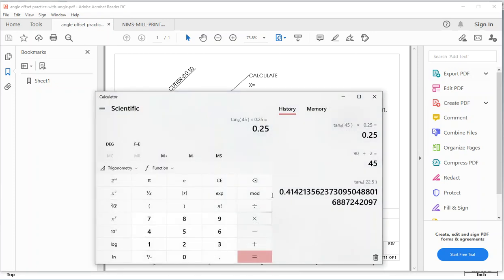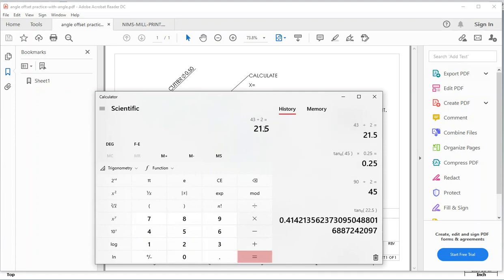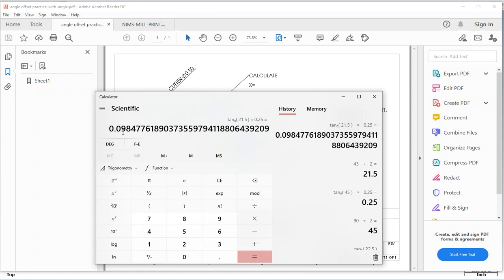So if we go to our calculator, we'll say, clear everything, 43 divided by 2 equals 21.5. And then over here in the trigonometry functions, we go to tangent. So we take the tangent of that, and we get this number. And then we multiply that by the radius of the tool. So times 0.25 equals 0.0984, and so on, all these numbers, right? So we usually just want to grab four places, that's good for our calculation.